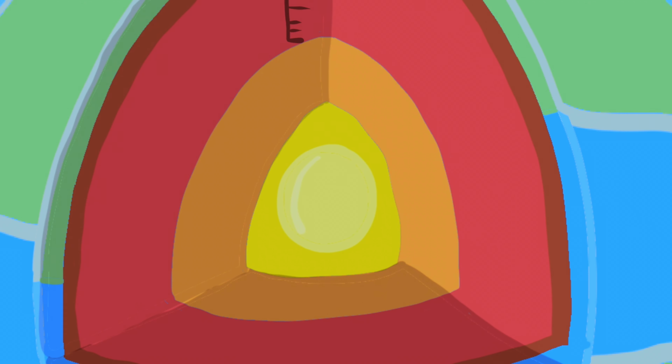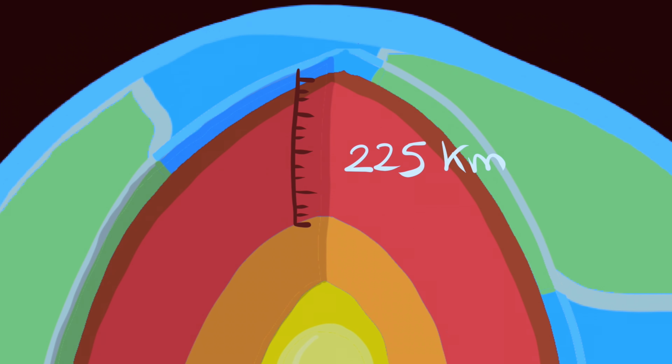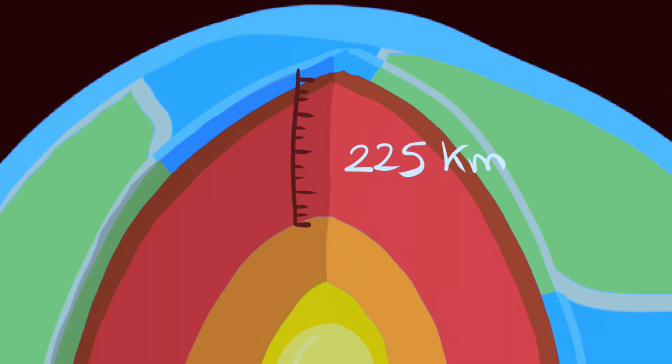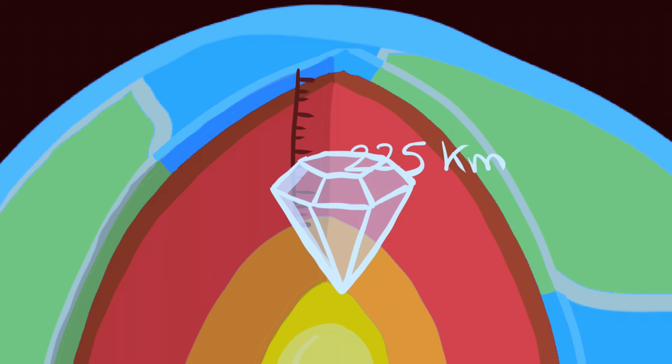But we can do it with the big push. Just like the Earth does. If you dig a 225 kilometers hole into the Earth, 140 miles for my American friends, the conditions there are so extreme that delta G becomes negative and diamonds form spontaneously. Okay, but we don't want to dig that hole. We want to turn our pencil into diamonds at home. And this is how we do it.